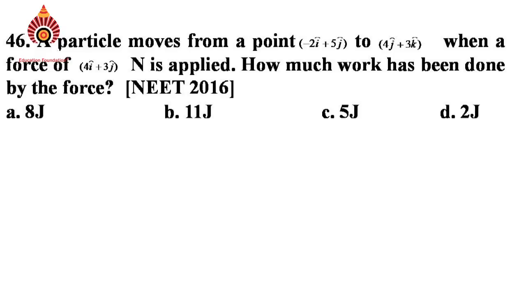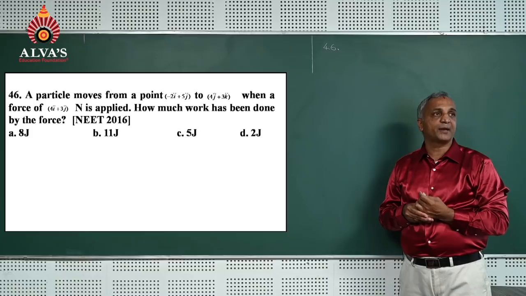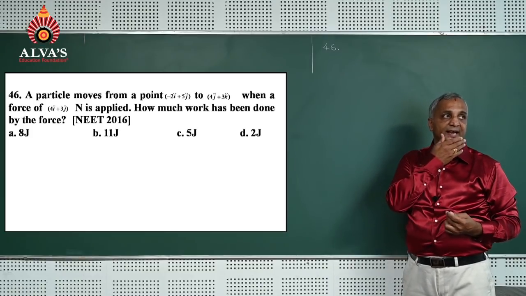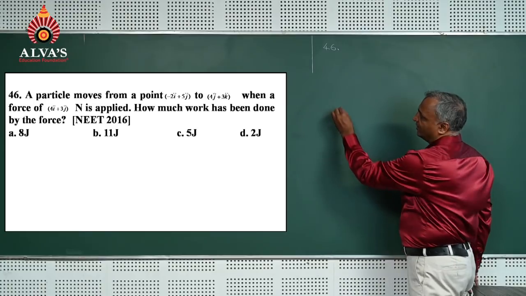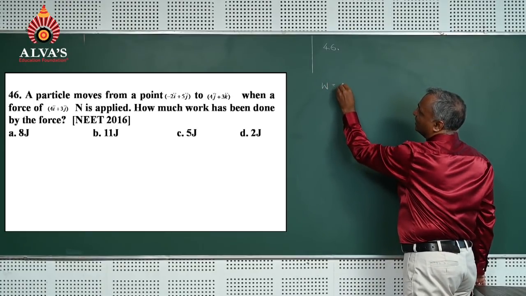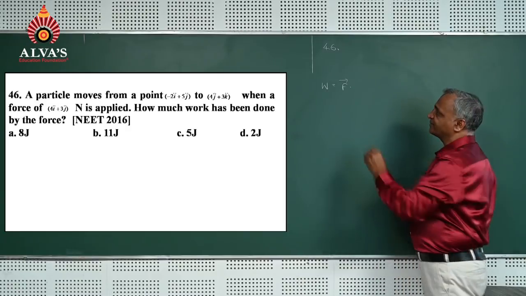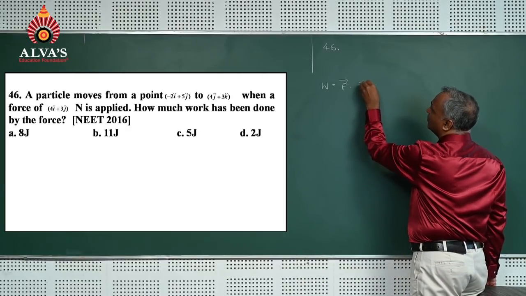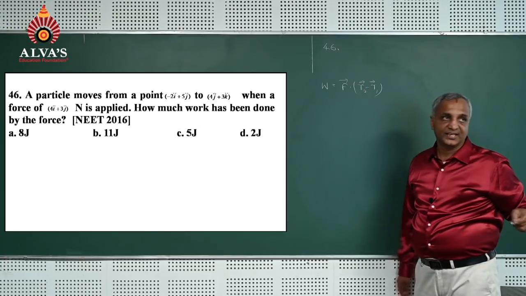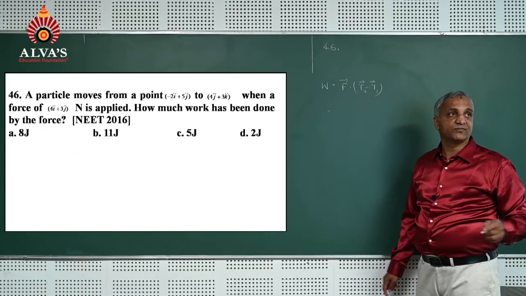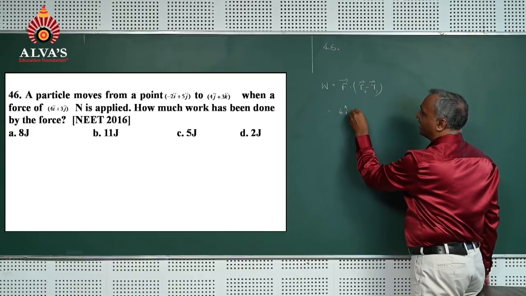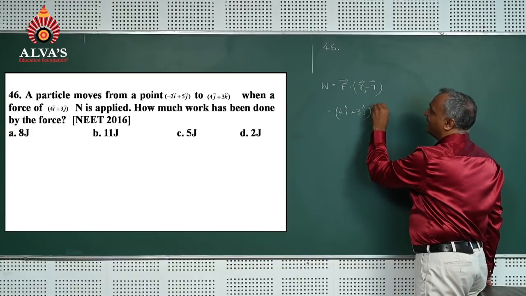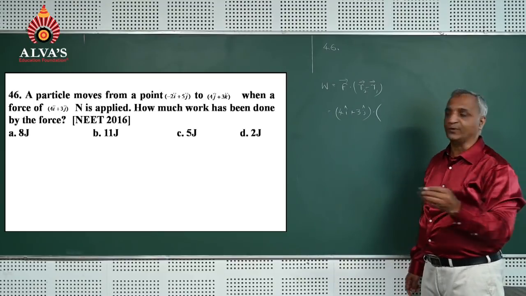Question number 46. A particle moves from a point minus 2 i cap plus 5 j cap to 4 j cap plus 3 k cap when a constant force of 4 i cap plus 3 j cap Newton is applied. How much work has to be done by the force? So we know that work done will be equal to dot product of force and the displacement vector. Here it is R2 minus R1 I can write. Force is given as 4 i cap plus 3 j cap, and dot R2 minus R1 you take.